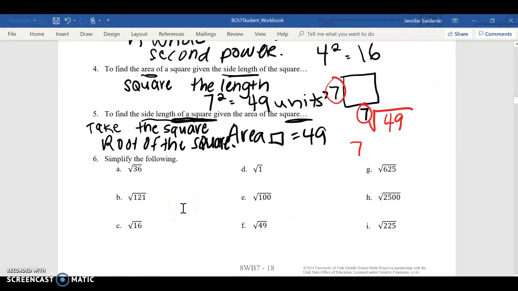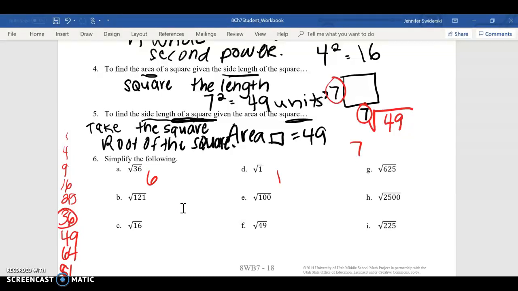What if I were to ask you, what is the square root of 36? So you should be going back to your notes from earlier where we said, what are our perfect squares? Well, we have 1, 4, 9, 16, 25, 36, 49, that was 7 times 7, we have 64, 81, and so on and so forth. So they want me to simplify the following. What is the square root of 36? What two numbers multiply together to give me 36? It's 6.